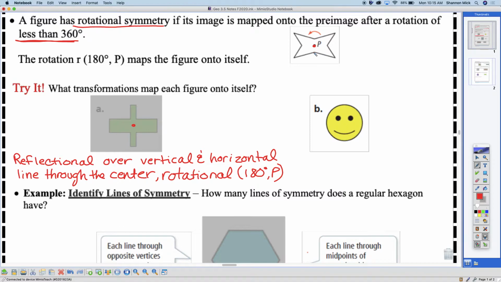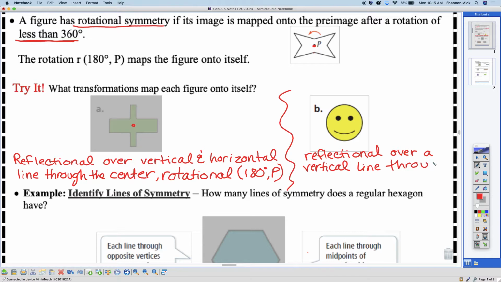Okay, so we have a smiley face. There's one. Do I have any line of reflectional symmetry? Yeah. Where? Down the middle. Down the middle? What way? Horizontal, vertical? Vertical. Okay. Anything else? No.